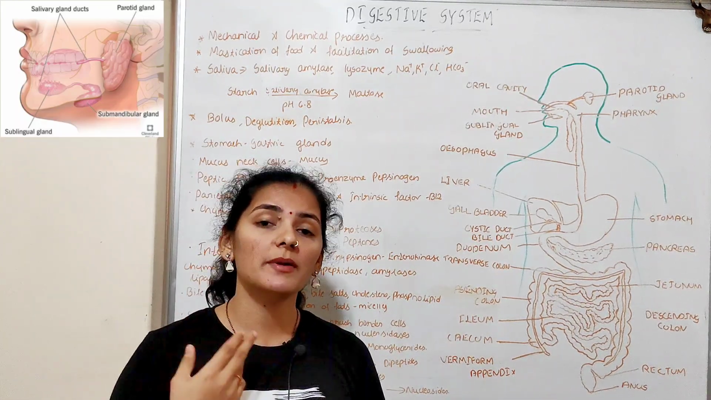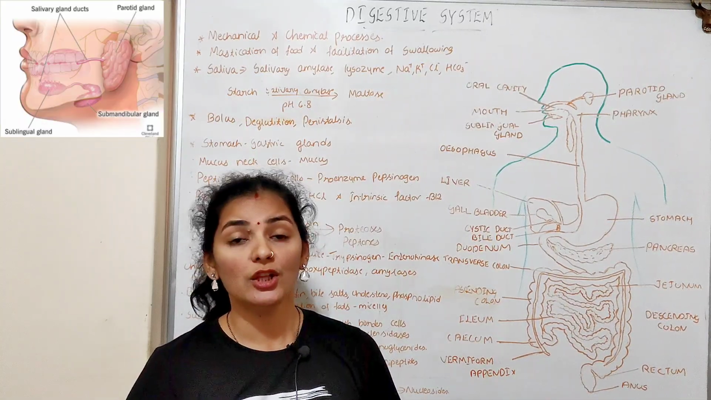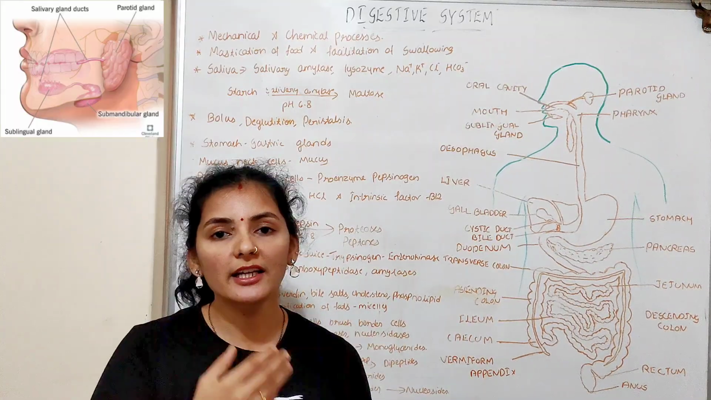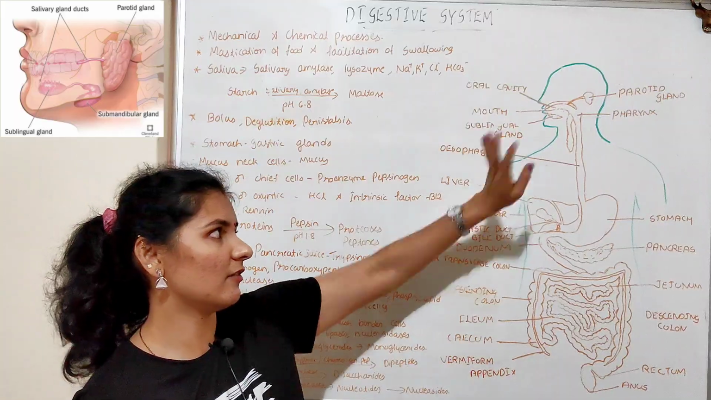And all these three pairs of salivary glands secrete saliva into the buccal cavity. Though they are present just outside the buccal cavity, they secrete saliva into the buccal cavity through a duct. So that is about the first gland, that is salivary gland.